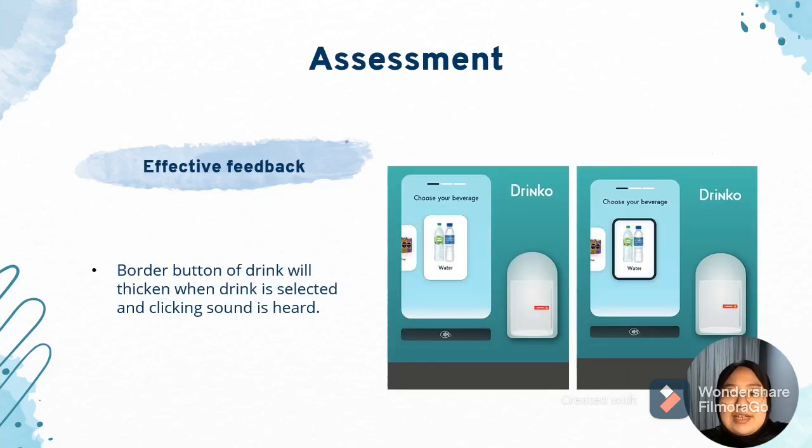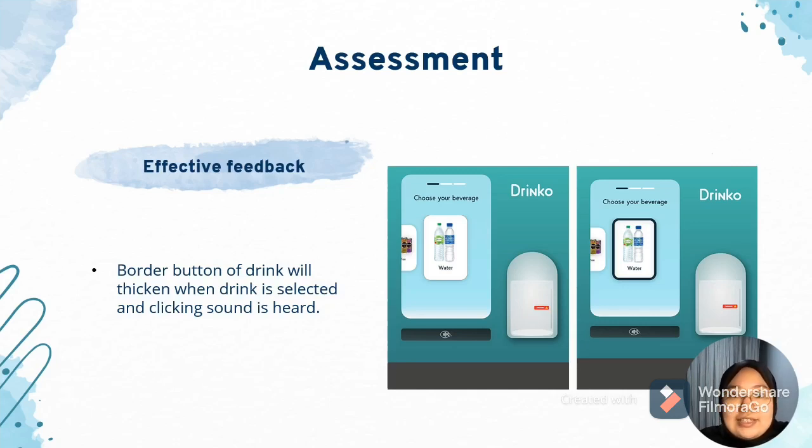Final UX design guideline that we have applied into our design is effective feedback. So when a drink is selected through the pointing of air gestures, the border of the button will thicken as if it is lighting, and a clicking sound is heard. Also, the button will gray out.